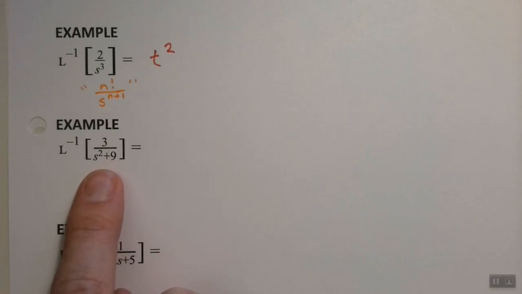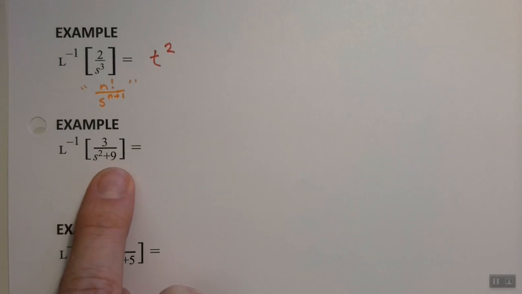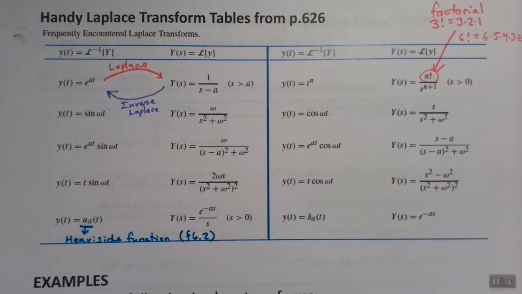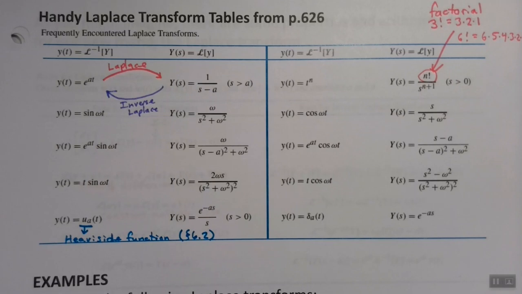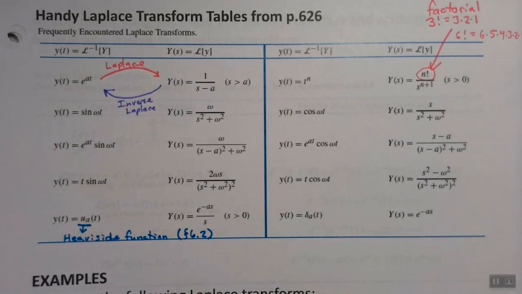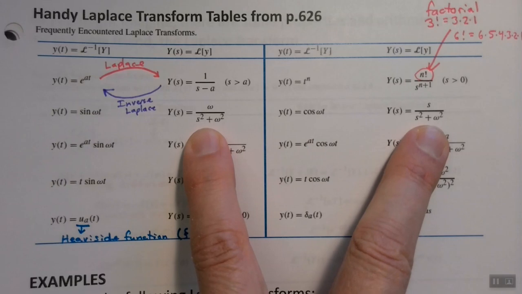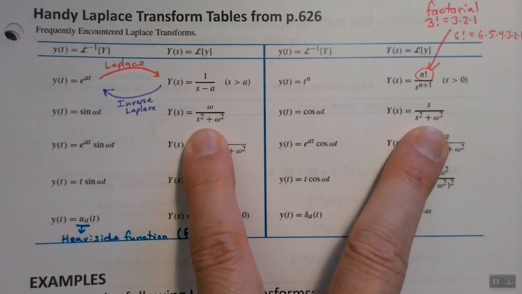This one's got a constant up top and then an s squared plus 9 down in the bottom. And if you're noticing the 9 and thinking, well, that's the same thing as s squared plus 3 squared, you're on to something. And so if you look at your table, take a second and see if you can spot which one of these looks the most like what's going on. So if you notice, these two look an awful lot alike. But do you spot the difference?